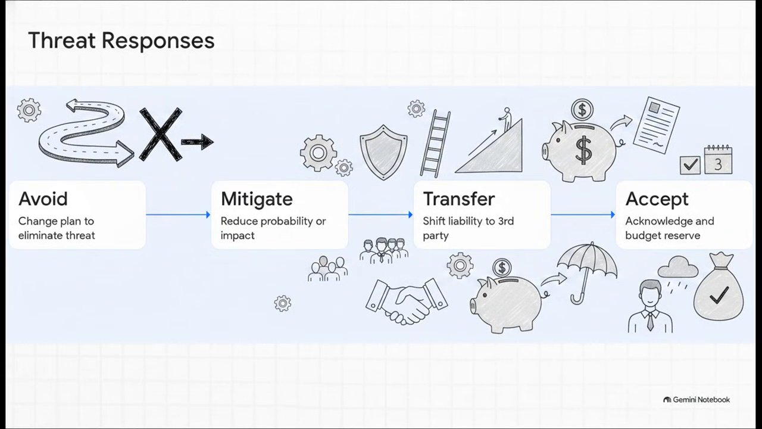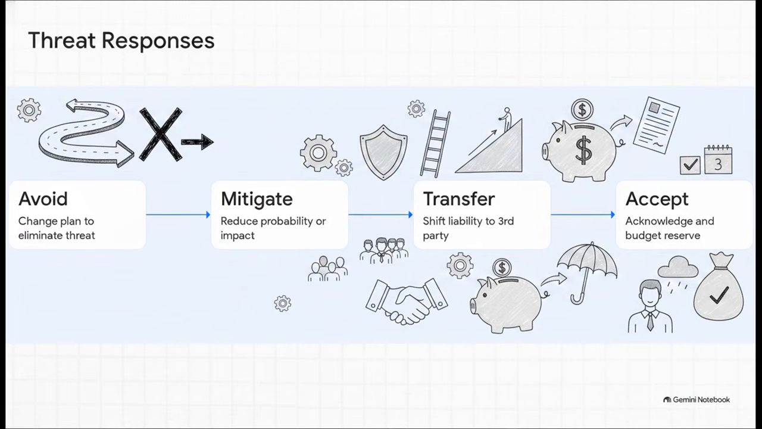We generally use 4 sequential strategies to handle negative risks, or threats. Step 1 is simply to avoid the risk entirely. Maybe you change the project scope or schedule so the threat just no longer exists. If we can't avoid it, Step 2 is to mitigate it, which means taking active measures to reduce its probability or impact, like cross-training backup staff.